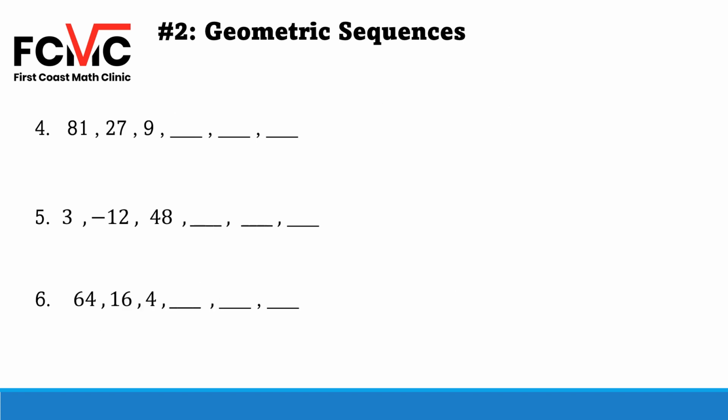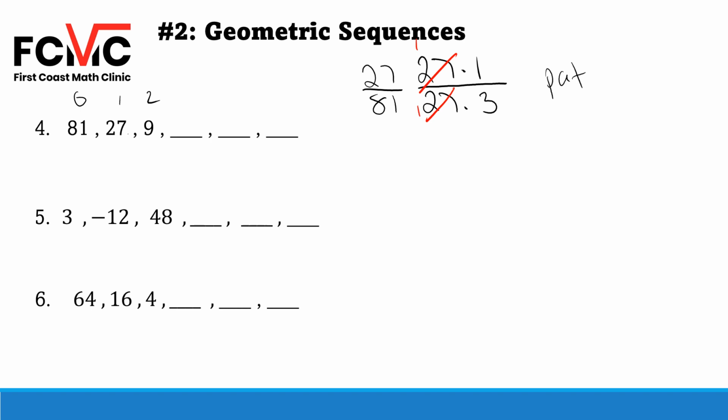So number 4, we've got 81, 27, and 9. So again, 0th term, first term, second term. Let's divide our first term by our 0th. So I'll do 27 over 81. Well, I could factor this out into, let's break this up into maybe 27 times 1, and 81 is 27 times 3. All right, so we're factoring that out. 27 divided by 27 is 1 over 1. So our pattern here is just 1 over 3.